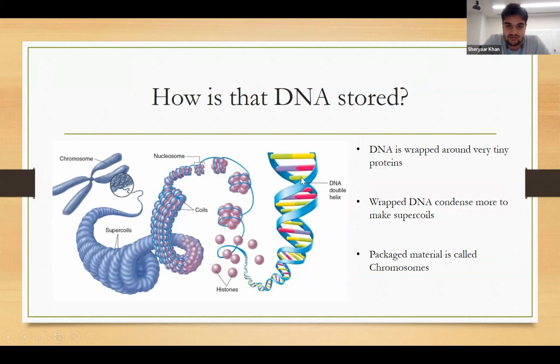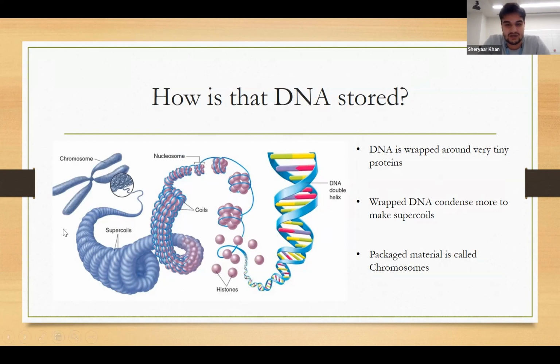The DNA is wrapped around very tiny proteins called histone proteins. These proteins are the smallest we have in the body. They're so small, I don't even think we can see them on a microscope. I'm not even sure how scientists found that out, but they're incredibly tiny nonetheless.